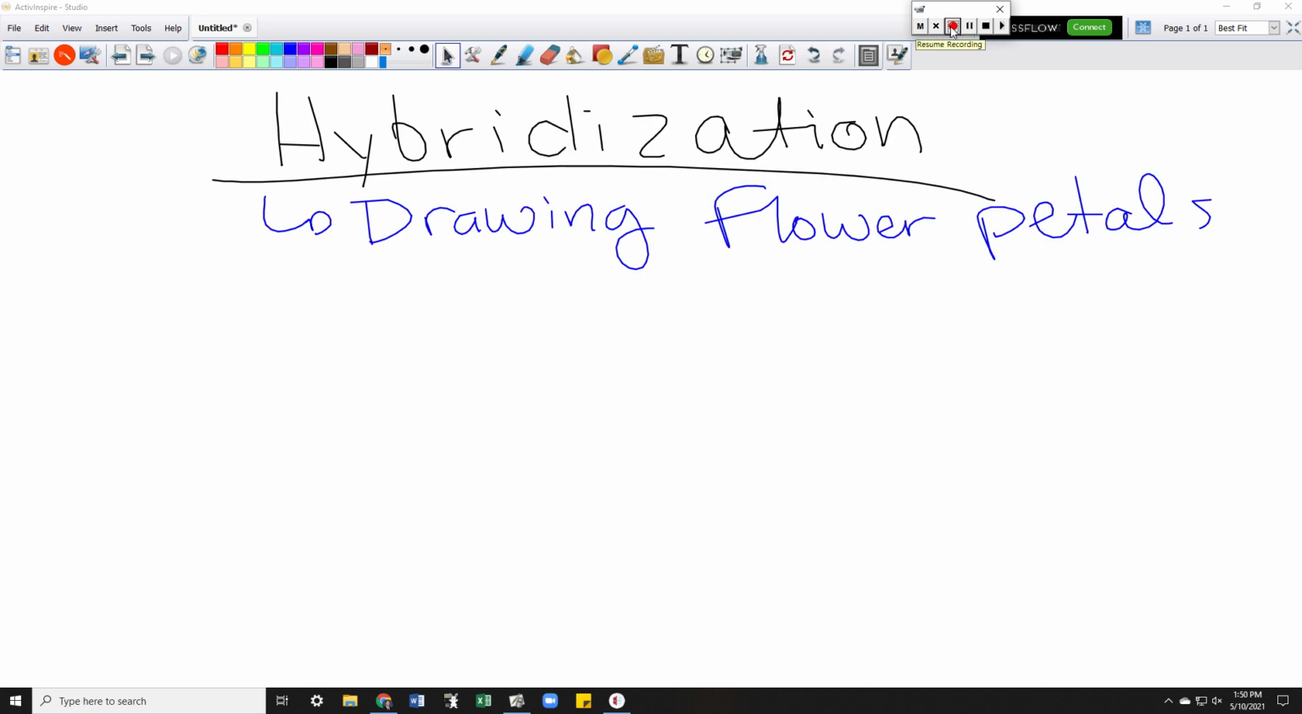So every year when I introduce this topic of hybridization, and I tell students that all you literally have to do is draw and label flower petals, people look at me like I'm crazy. But by the time I'm finished, you're going to understand exactly what I mean and how simple and how easy this is. Okay? Now, there is a little bit of content knowledge that you need to remember from the previous unit that will make this a whole lot easier.